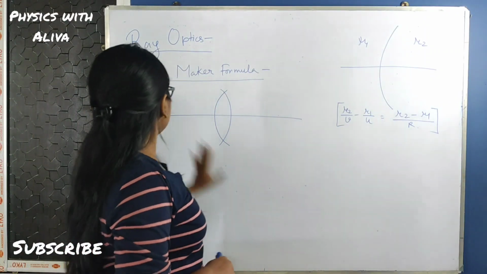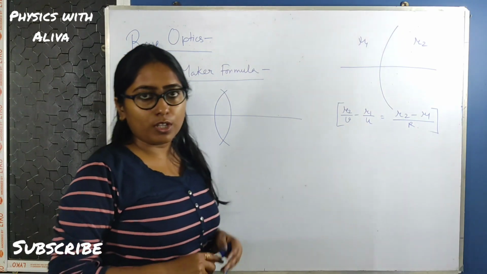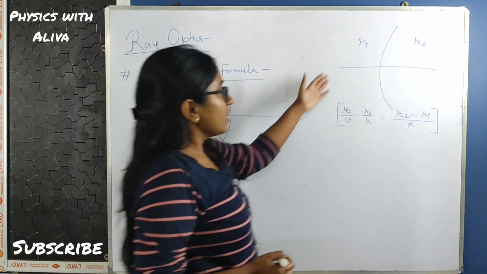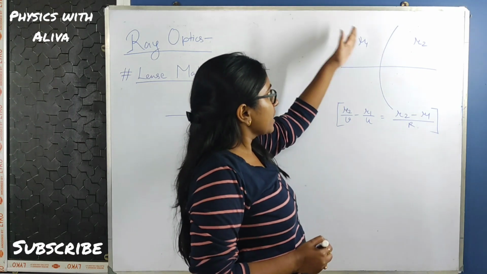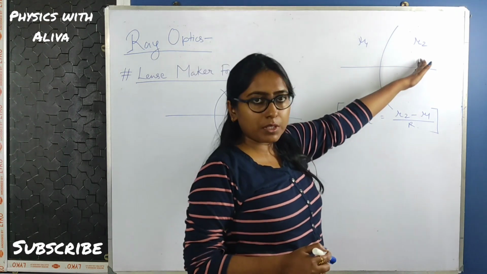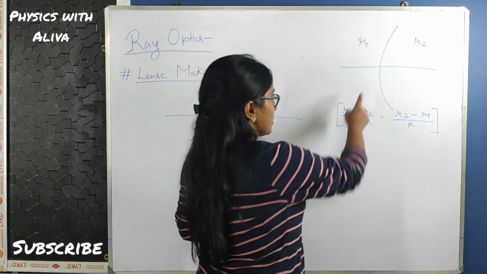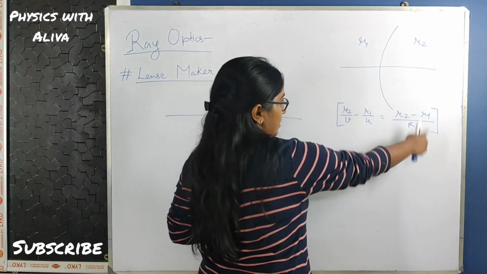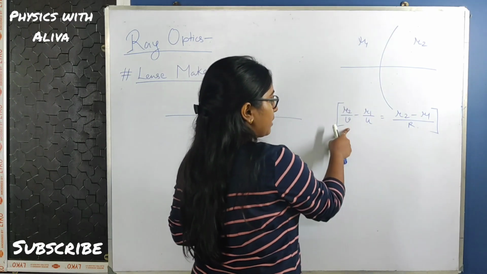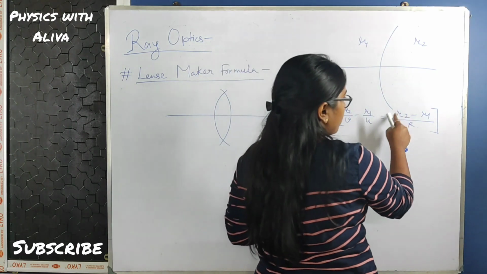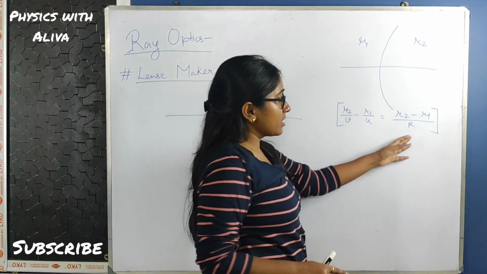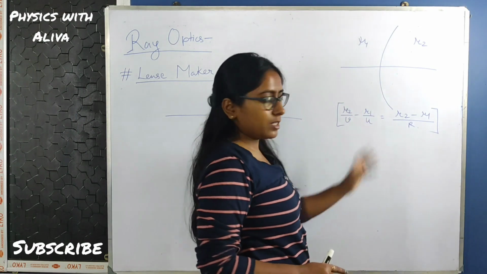Today we will do the derivation of the Lensmaker formula. We have already done this derivation for a spherical surface. If the refractive index of the first medium is mu1 and the second medium is mu2, then for the spherical surface the equation is: mu2 by v minus mu1 by u is equal to mu2 minus mu1 divided by R, that is the radius of curvature of the spherical surface.